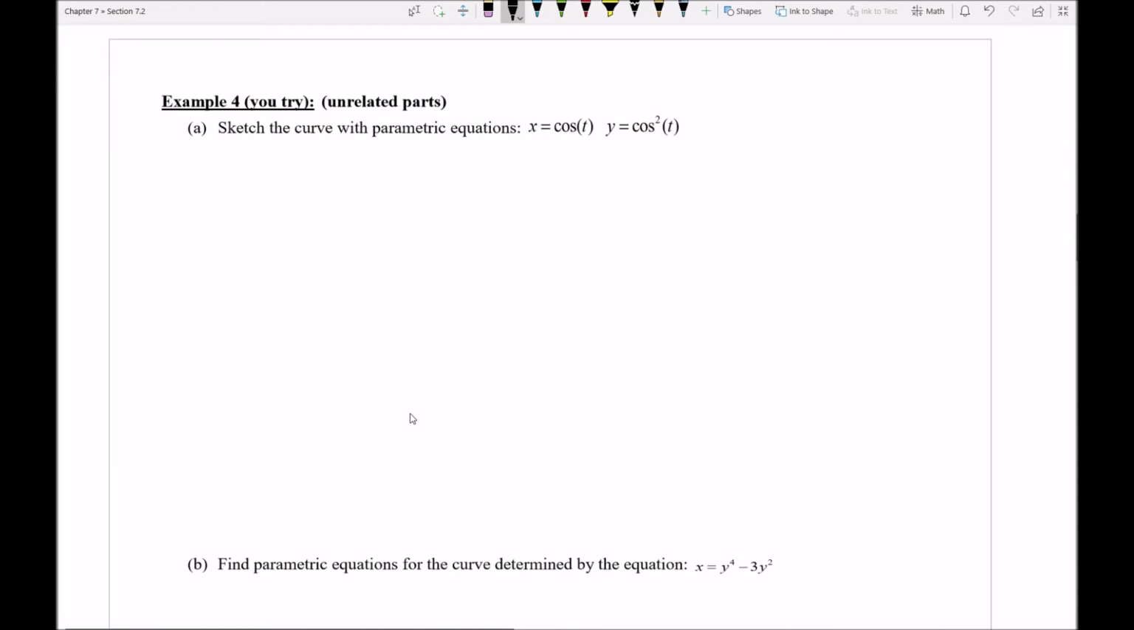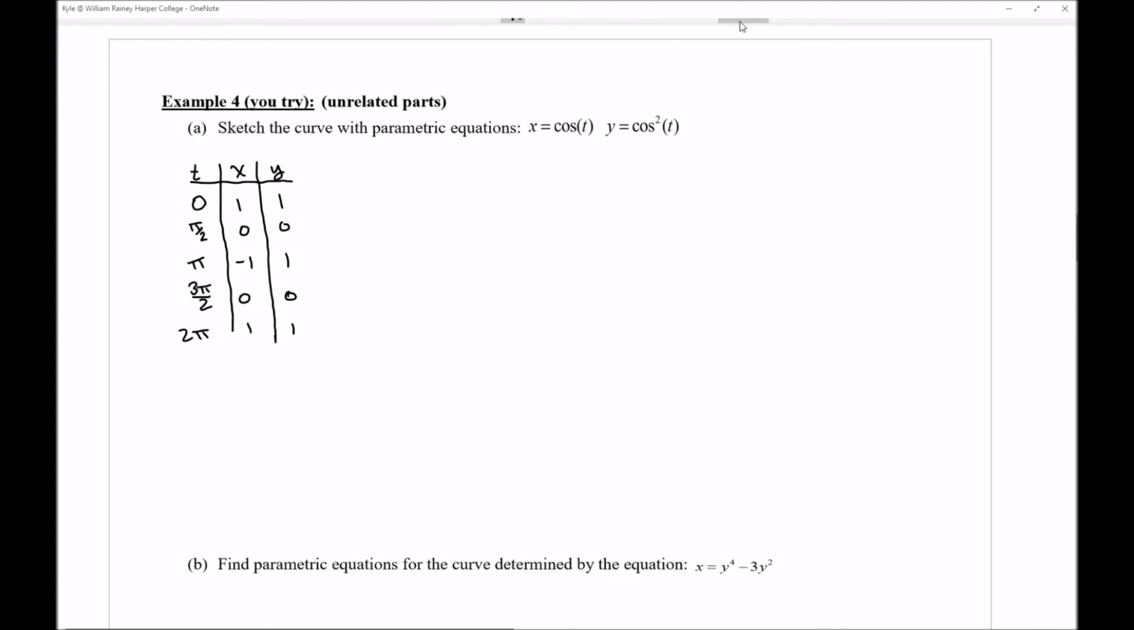For part A, I could start by noticing the following when I set up a nice table of values. So let's see, I want to have values here for t, x, and y. If I plugged in a value of 0, I could see that my x turns into 1, my y turns into 1. At a value like pi over 2, I'm going to get 0 and 0. At a value of pi, I'm going to get negative 1 and positive 1. At 3 pi over 2, I'm back to 0 and 0. And at 2 pi, I'm going to have the values of 1 and 1.